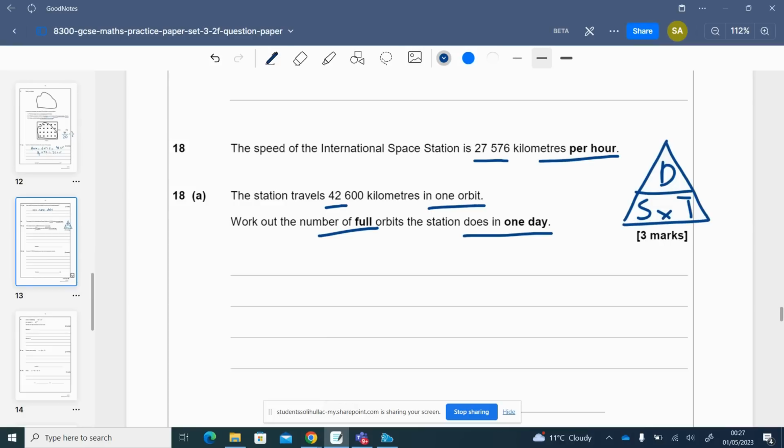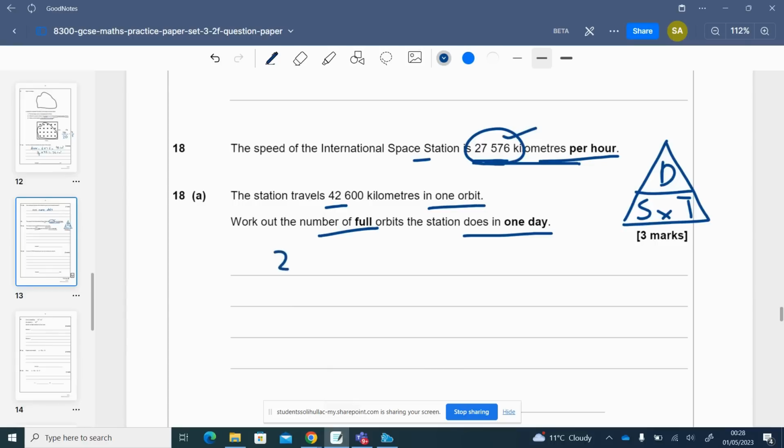The total speed of the International Space Station is 27,576 kilometers per hour. Okay, that means in 1 hour, the space station travels this much distance. The station travels 42,600 kilometers in one orbit. Work out the number of full orbits the station does in one day. Okay, so first of all, from the first sentence, we will calculate how much distance the space station travels in one day if it travels with this speed. So in one day we have 24 hours.